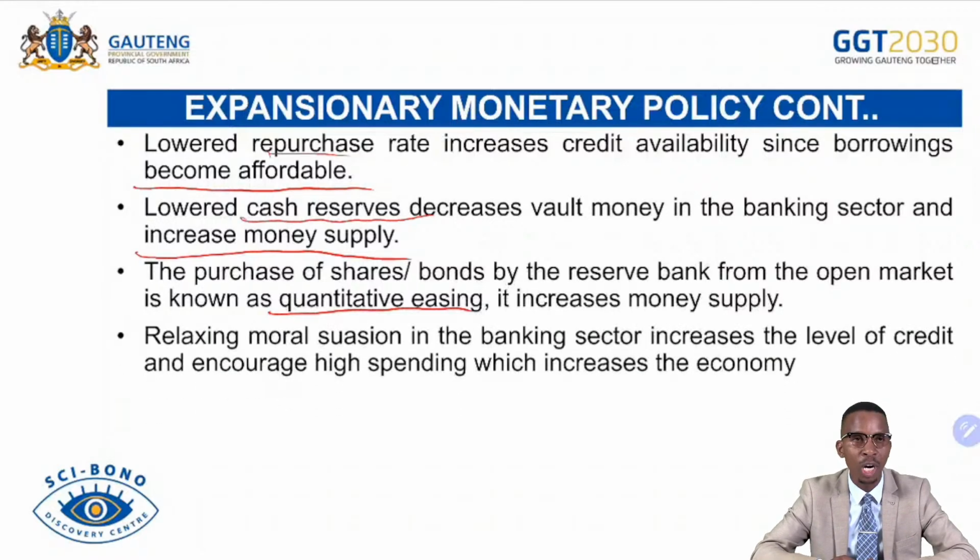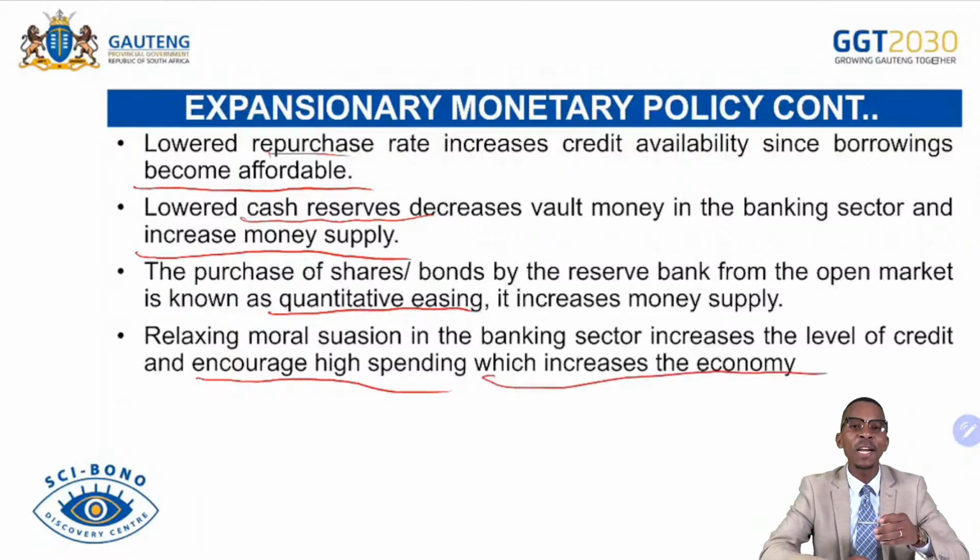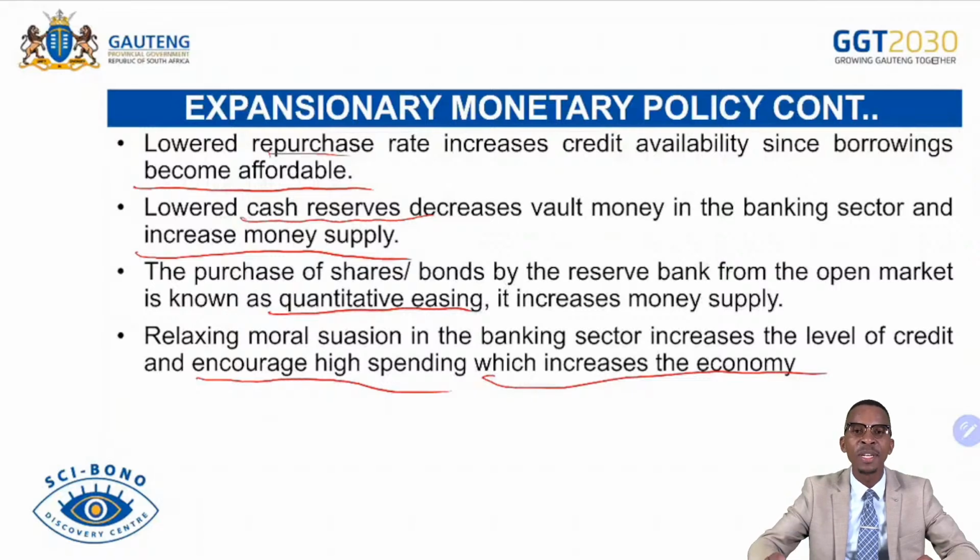Relaxing moral suasion, or moral persuasion, or moral pressure, or credit control, by the way, in the banking sector increases the level of credit and encourages high spending, which increases the economy. Remember, the central bank is the one responsible for giving instructions to commercial banks. So, depending on economic conditions, if the economy is facing a trough or contraction period, the central bank can instruct commercial banks to be very lenient when giving out credit, meaning there must be more credit creation in the economy.